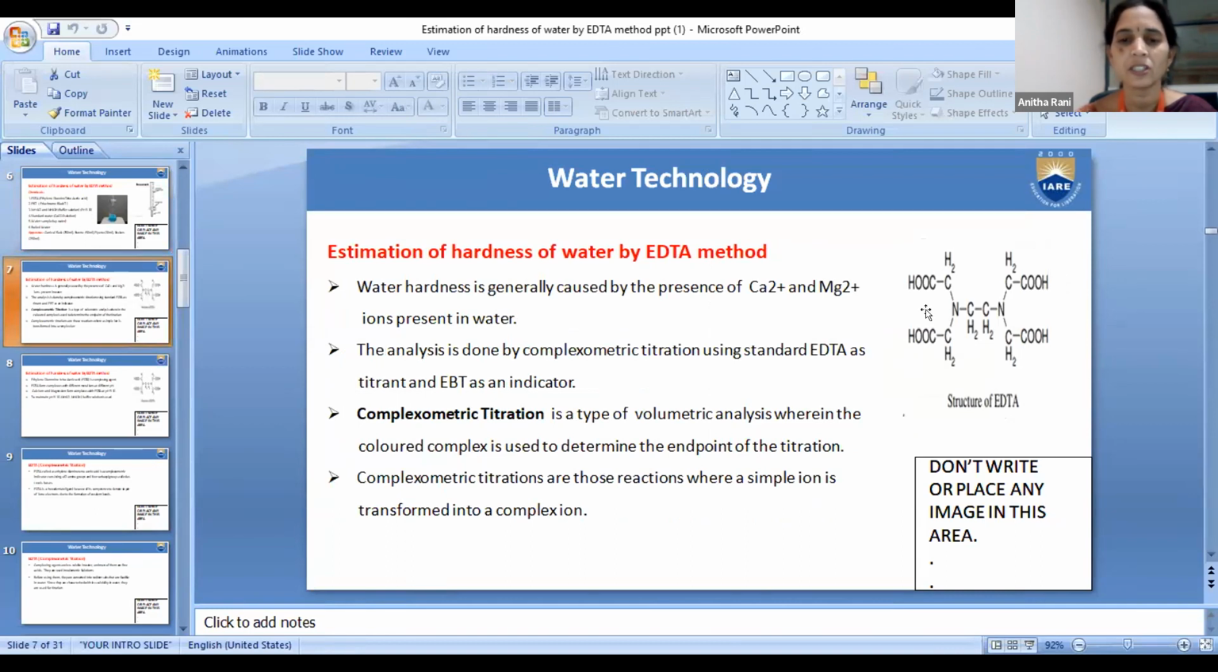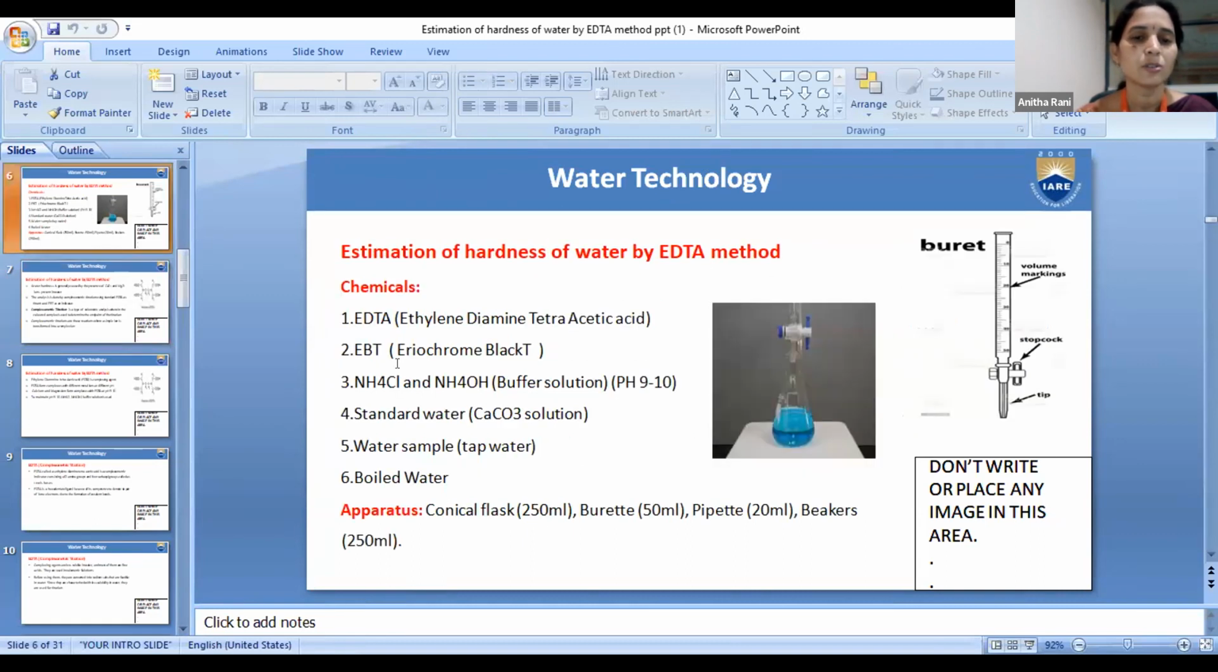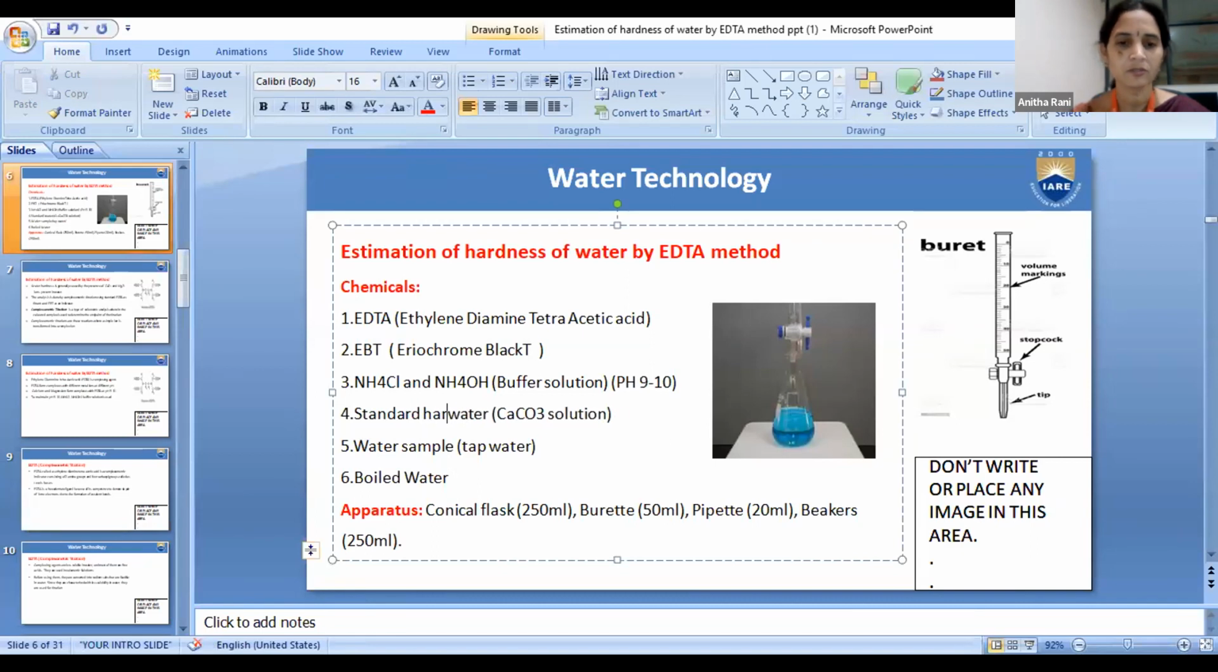Ethylenediaminetetraacetic acid. So we are using this chemical to find out the total hardness, permanent hardness, and temporary hardness. And we use three samples of water here. One is standard hard water, and the others are water samples: tap water and boiled water. For standard hard water, we are taking calcium carbonate solution. And for the water samples, we can collect tap water and boiled water.